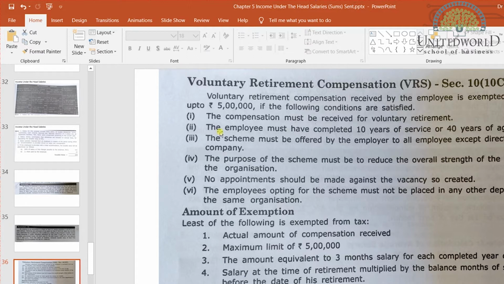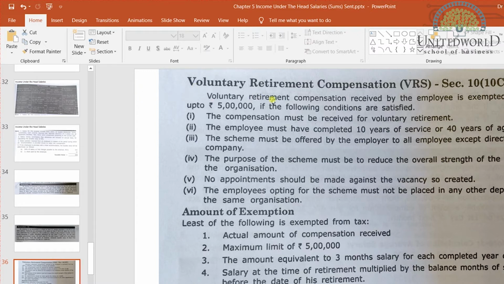Let's first see what are the basic rules related to the voluntary retirement compensation or voluntary retirement scheme. This falls under section 10, subsection 10C of the Income Tax Act. Now what are the basic conditions that need to be followed? First, voluntary retirement compensation received by the employee is exempted from tax up to ₹5 lakh, and this 5 lakh is exempted only if some conditions have been fulfilled or satisfied. What are those conditions? Let's see this one by one.